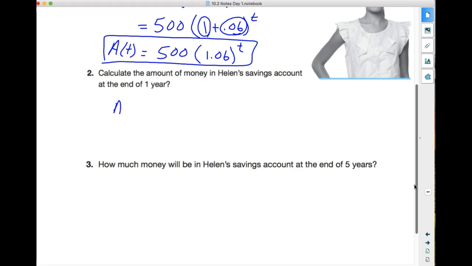Well, that's basically finding A of 1. So that's 500 times 1.06 to the power of 1. If I type that into my calculator, I don't want approximations, I want the decimals, because it's money. I don't want to get hosed on any money.